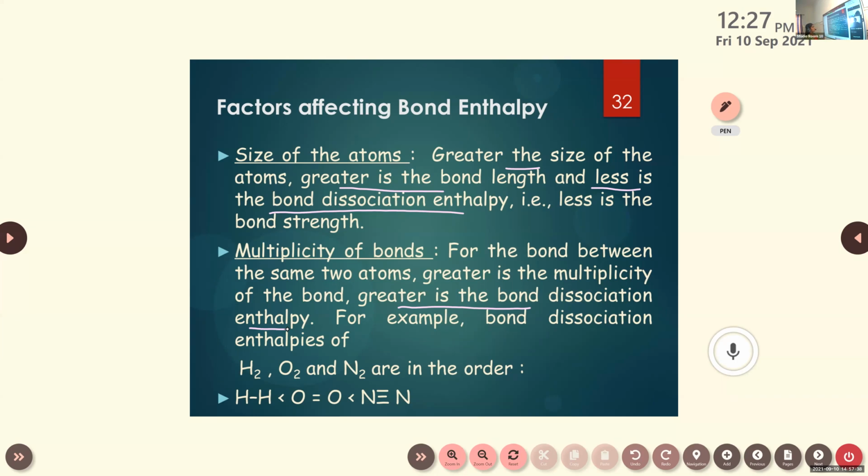Thomson, can you read the factors affecting the bond enthalpy? Yes, ma'am. Size of the atoms. Greater the size of the atoms, greater is the bond length, and less is the bond dissociation enthalpy, that is, less is the bond strength. Multiplicity of bonds. For the bond between the same two atoms, greater is the multiplicity of the bond, greater is the bond dissociation enthalpy. For example, bond dissociation enthalpies of H2, O2 and N2 are in the order H-H less than O=O less than N≡N. Yes, okay.